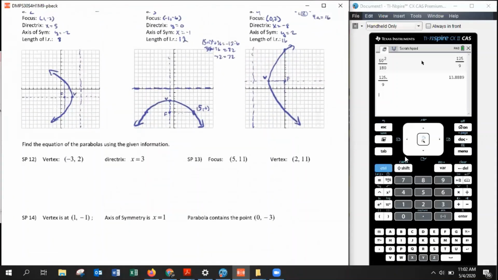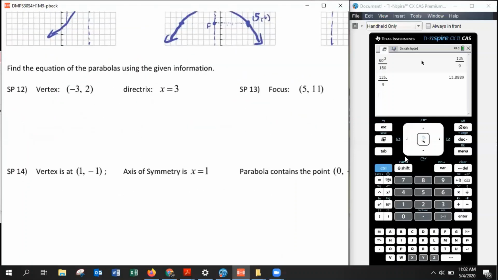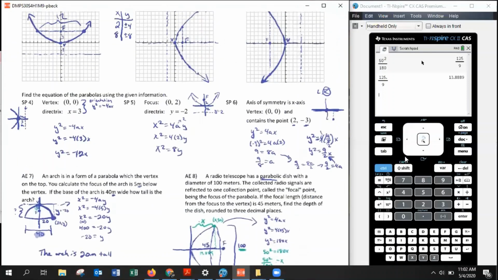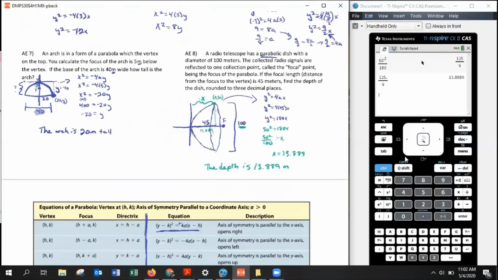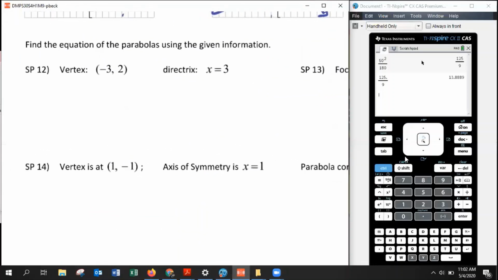Then we're going to get problems where you're going to have to find the equation based off information. We did this before, with the vertex at the origin. So it's kind of like those problems. This time, the vertex doesn't necessarily have to be at the origin, as evidenced by here. If you remember, what I did before was make a quick sketch. If my vertex is at (-3, 2), that's about right here. So there's my vertex. And if my directrix is x equals 3, let's draw x equals 3.